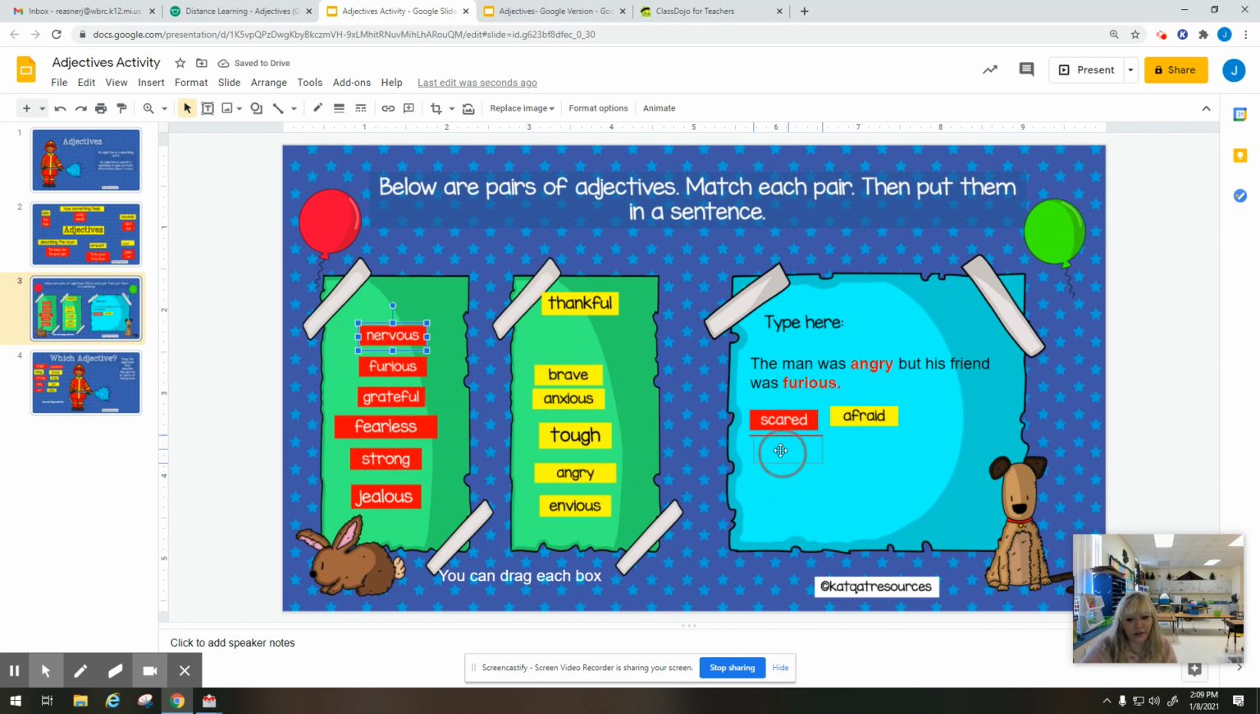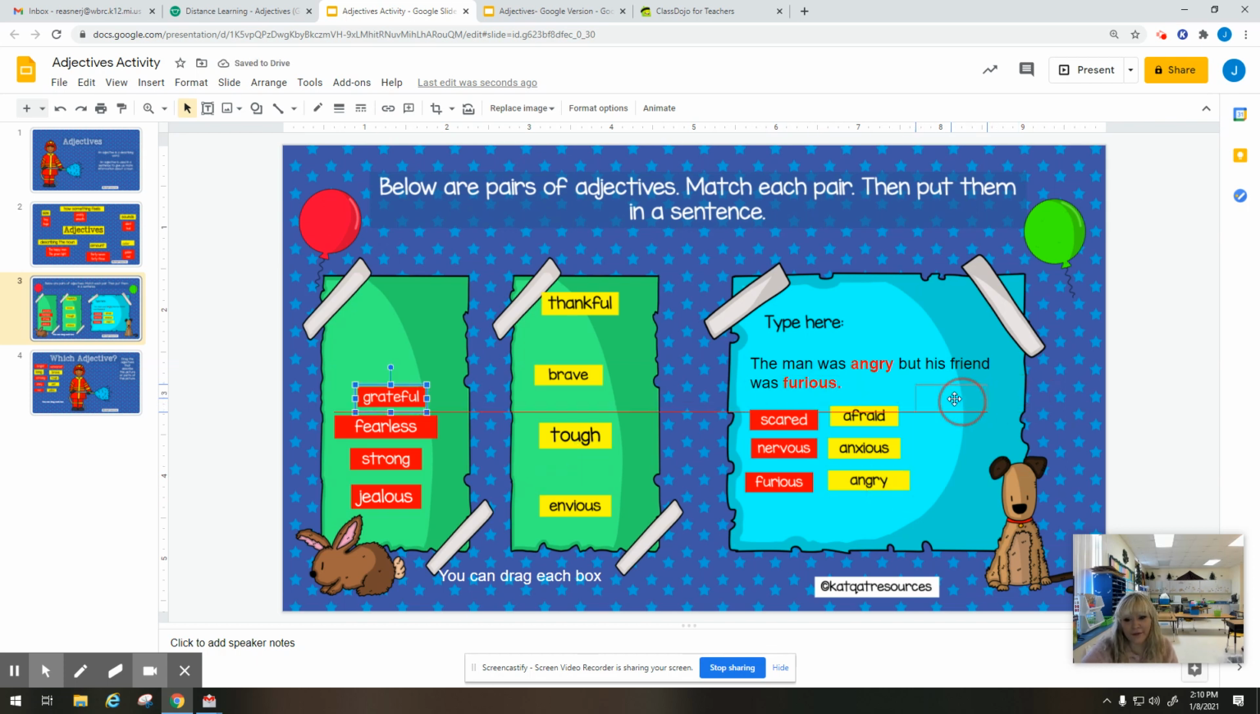Now let's move to nervous. Which adjective matches and becomes a pair with nervous? Thankful, brave, anxious, tough, angry, or envious? That's right. Anxious and nervous have the same meaning. Let's go to furious. Hey, look at it. There's a clue right here in that sentence. Is the other pair thankful, brave, tough, angry, or envious? That's right. It's angry.